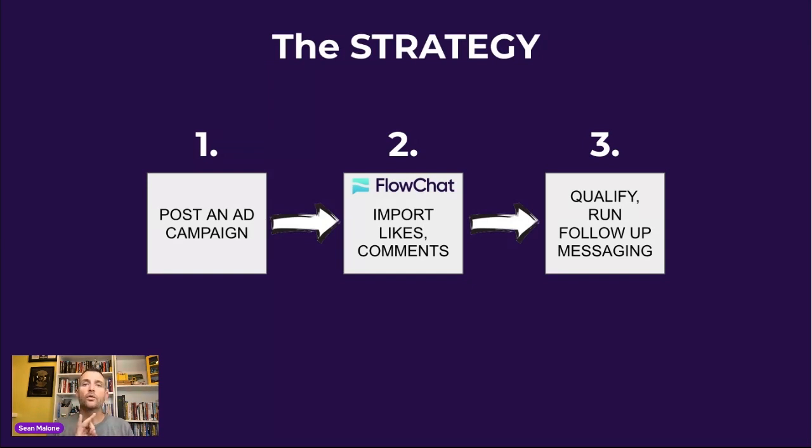Step number two, once we have some engagement on that ad, once the platform is showing that disruptive advertising to the people that you want it to go to, then we can use tech, FlowChat in this particular example, to import all of the likes or the comments from the post. And then three, we just need to qualify those people, make sure they're a great fit for our service or a product, run the messaging, follow-up sequences, and close the deals.